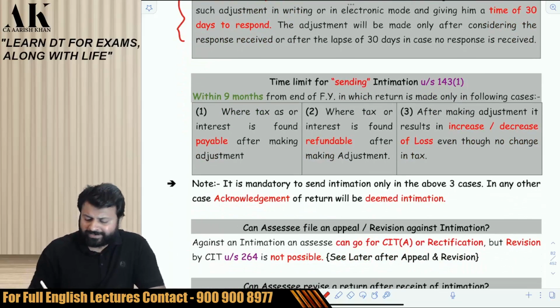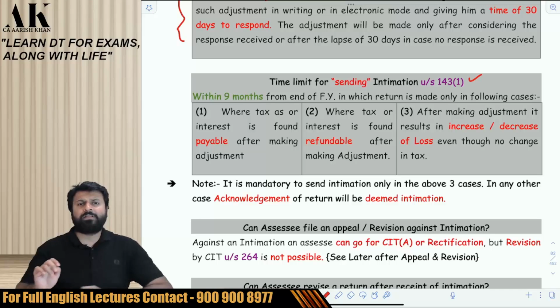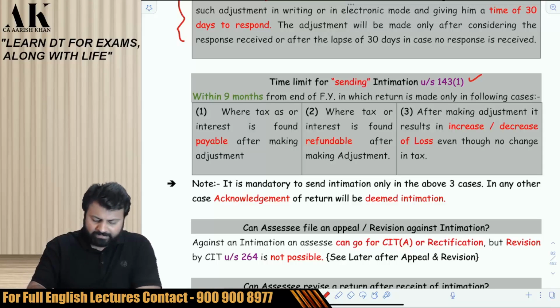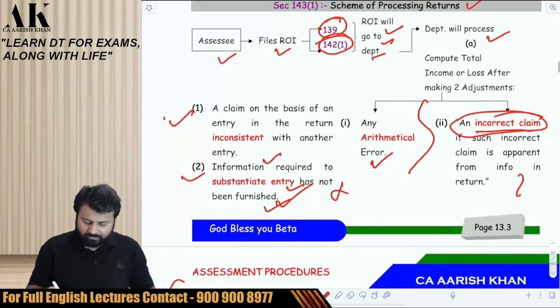Next question. Is the intimation under 143(1) sent to all assessees? It is not sent to all assessees. The department is not obligated to send intimation to every person in this country. But in 3 cases, they are liable to send. First, if there is some payable which is found after making adjustment. Which adjustments? These adjustments, the ones which you have learned.